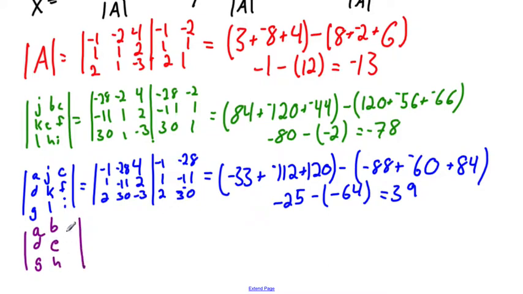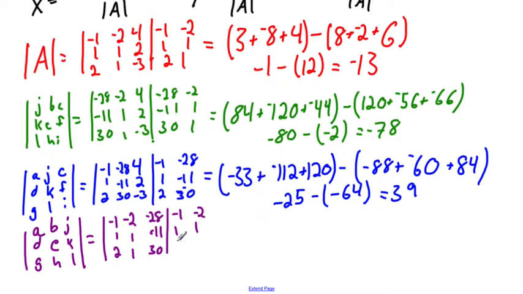Alright, so my first two columns stay the same. And I replace the last, my z column, with the j, k, and the l. So I have negative 1, 1, 2, negative 2, 1, 1, and negative 28, negative 11, and 30. Again, I replicate my first two columns, and I'm ready to solve.